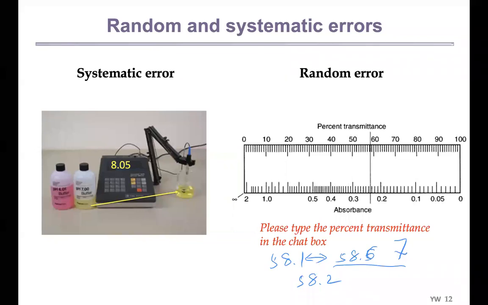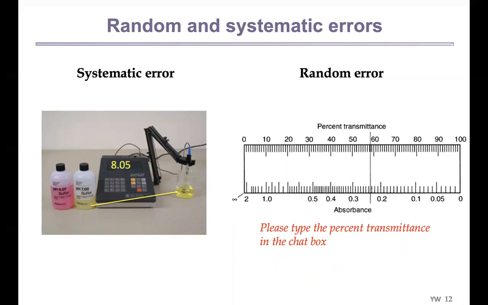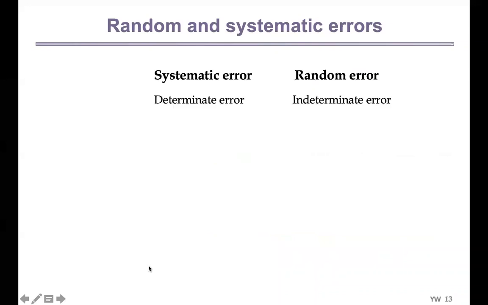Versus the random error, when different students are reading the scale, they can get slightly different variation. And it could be positive or negative compared to the average value. In a word, it's very random. So that's the difference between those two. And if we go further to discuss the difference between those two in a table, the systematic error is also called determinate error. So it's some error that can be determined and maybe corrected by running a couple of experiments or calibration, versus random, which is indeterminate error.